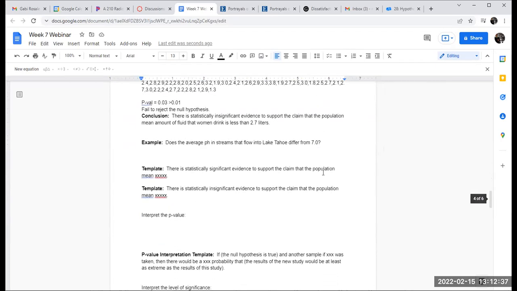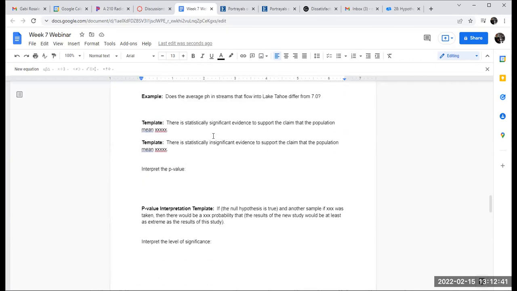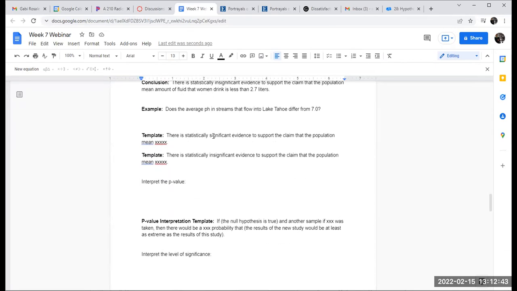Okay, I only have so much time, so I always have more examples than I can cover. But I have a template for you. And that is, there is statistically significant evidence to claim that the population, and I'm not going to write, I think I want to change that. It could be mean. What else could it be? What other word might happen? Proportion.